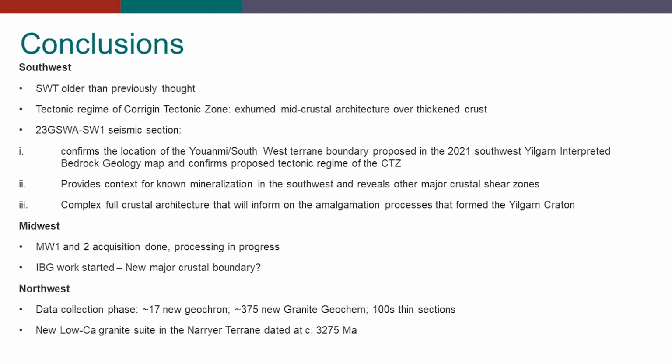We see a complex full crustal architecture that will inform us on the amalgamation processes that formed the Yilgarn craton overall. For the Midwest, the two lines, the acquisition is done, and we're going into the processing phase. We started working on an interpreted bedrock geology map for the region, and we have some ideas that we want to test as well. And for the Northwest, just the data collection phase, and I've just shown you some of the results. Thank you.